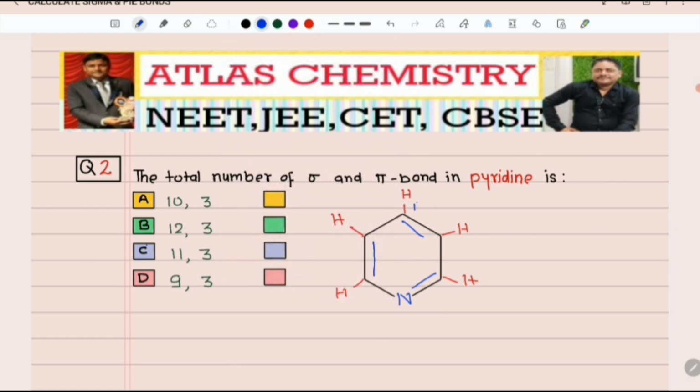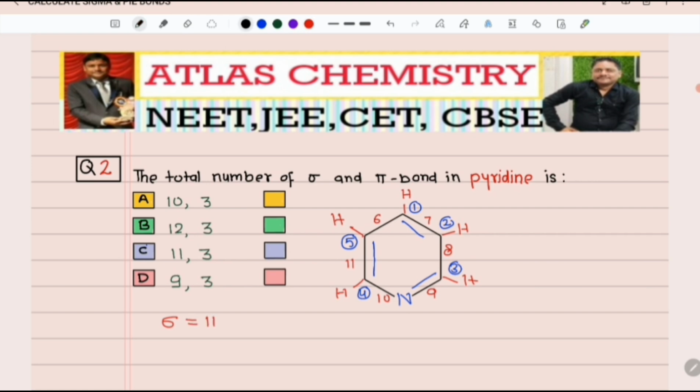So 1 sigma bond, 2 sigma bond, 3 sigma bond, 4 sigma bond, and 5 sigma bond. And if we count the number of sigma bonds in the ring, then we see number 6, here is 7th, 8, 9, 10, and 11. So the total number of sigma bonds is 11.